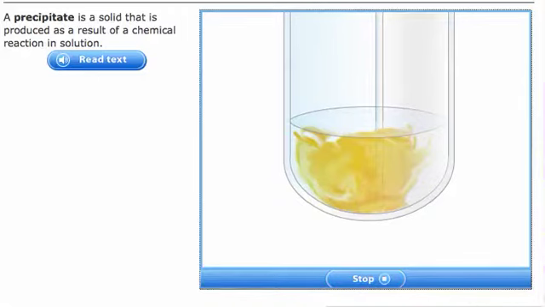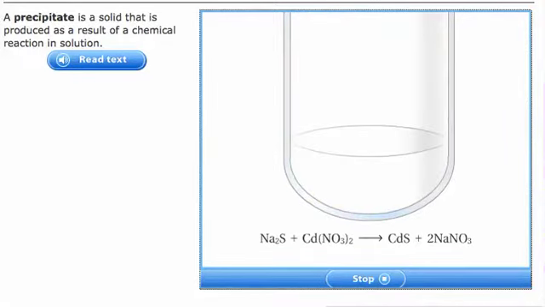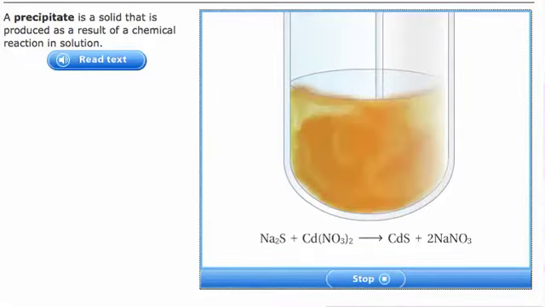A precipitate is a solid that is produced as a result of a chemical reaction in solution. When sodium sulfide reacts with cadmium nitrate, it forms a yellowish-orange precipitate of cadmium sulfide.